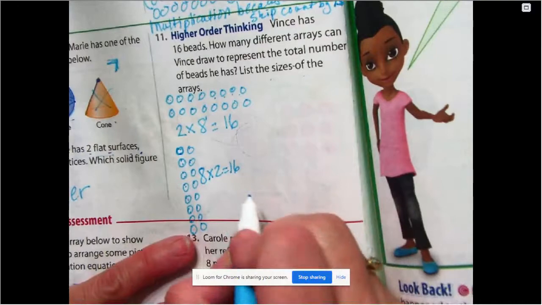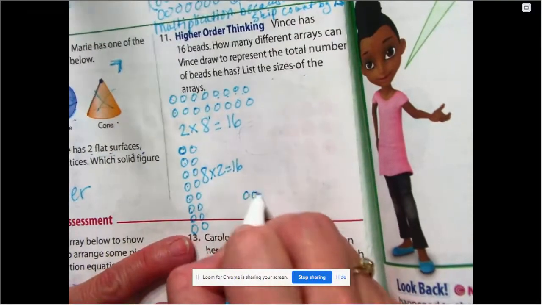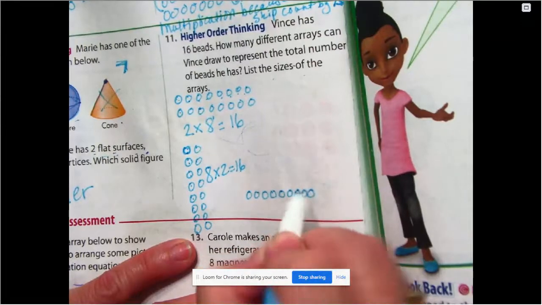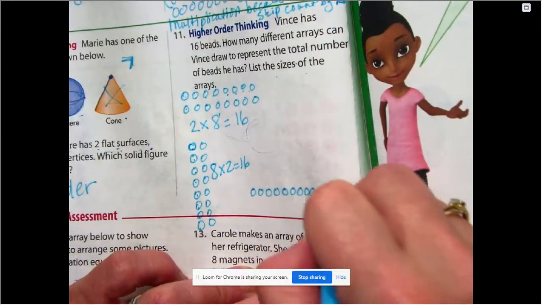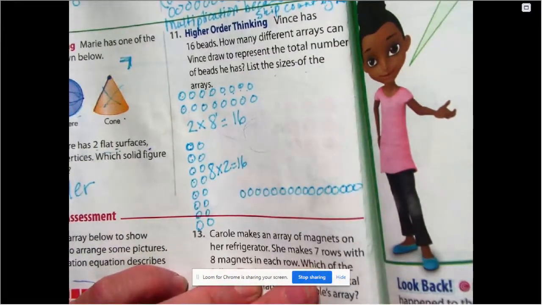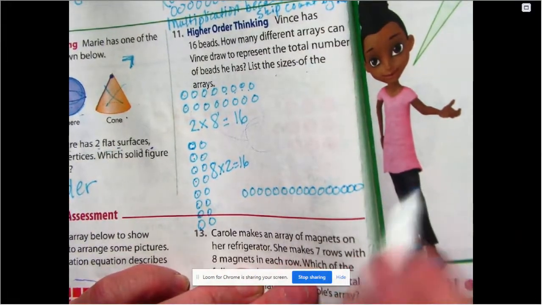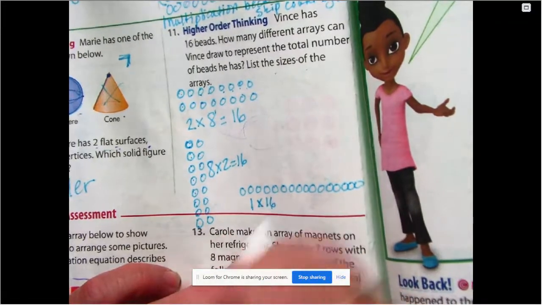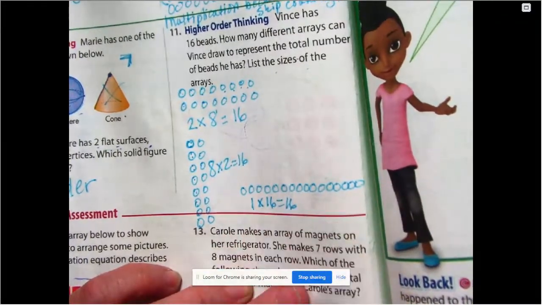How about if I did it like this? 1, 2, 3, up to 15. I'm going to put one over here, 16. So I have 16 all in a row. How many rows? I have 1. 1 row of 16 is equal to 16.